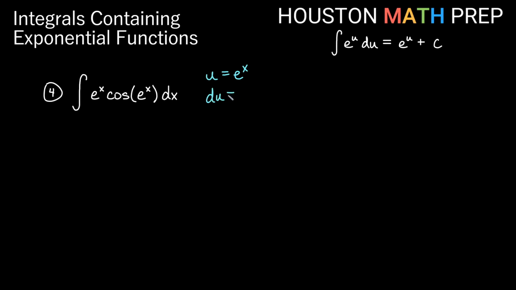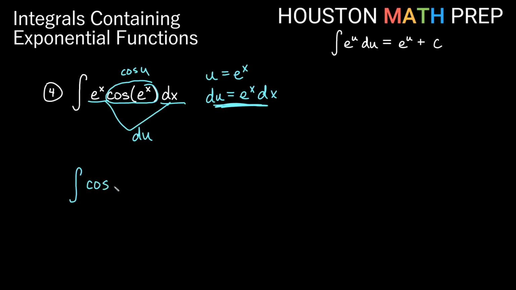So du then is e to the x dx. And this substitution works out nicely then, right? Cosine of e to the x becomes cosine of u. And e to the x dx is exactly what we have over here, right? So this part here just becomes du. So this integral just becomes the integral of cosine u du. No multiples whatsoever. So the antiderivative of cosine u is just sine of u plus our constant. Our antiderivative here, if we replace our e to the x, is going to be sine of e to the x plus c.